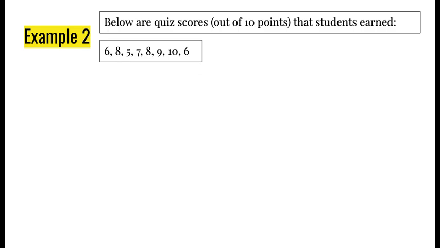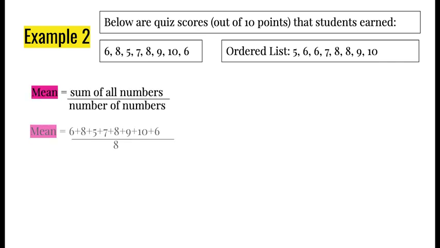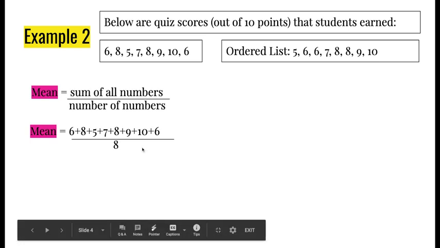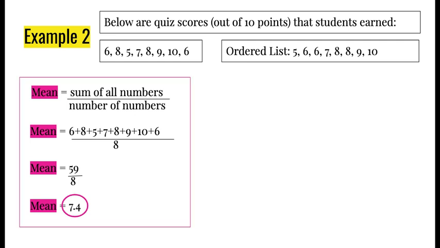These are the quiz scores out of 10 points that students earned on a recent quiz. Let's go ahead and put those in order from least to greatest. Now remember, to find the mean, I'm going to add up all of those numbers and I'm going to divide by 8. I'm dividing by 8 in this case because there are 8 data points. I get 59 divided by 8, and I'm going to get a mean or an average of 7 4/10. So that's the average quiz score.